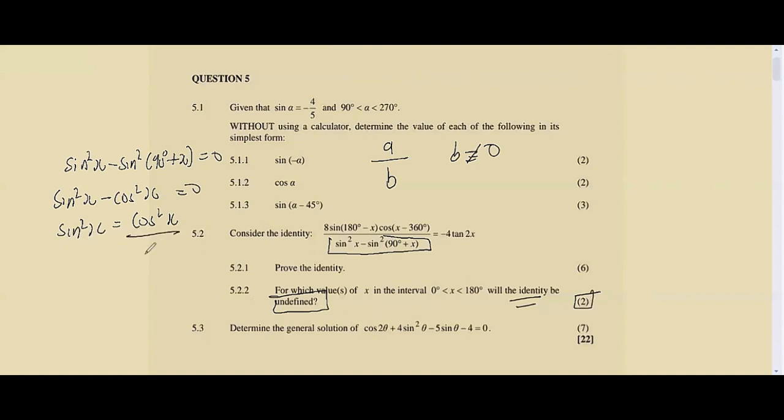Then at this point, I can divide both sides by cos squared x. But then why am I dividing by cos squared x and not dividing by sine squared x? I'm trying to form the trig ratio here, tan. So I'm trying to use the identities. So I know that this will become tan squared x, which is equal to 1.